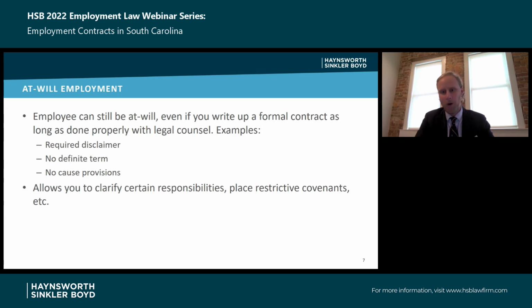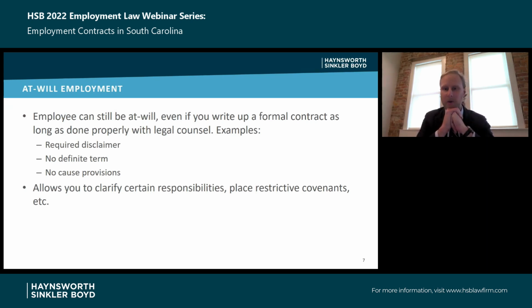The other thing you don't want to do in an at-will employment contract is get into this whole murky world of what's a for-cause termination and what's a no-cause termination. Because really, if you start to talk about reasons why the company can or cannot fire somebody, that is inconsistent with at-will employment. That's not really an at-will employment agreement.